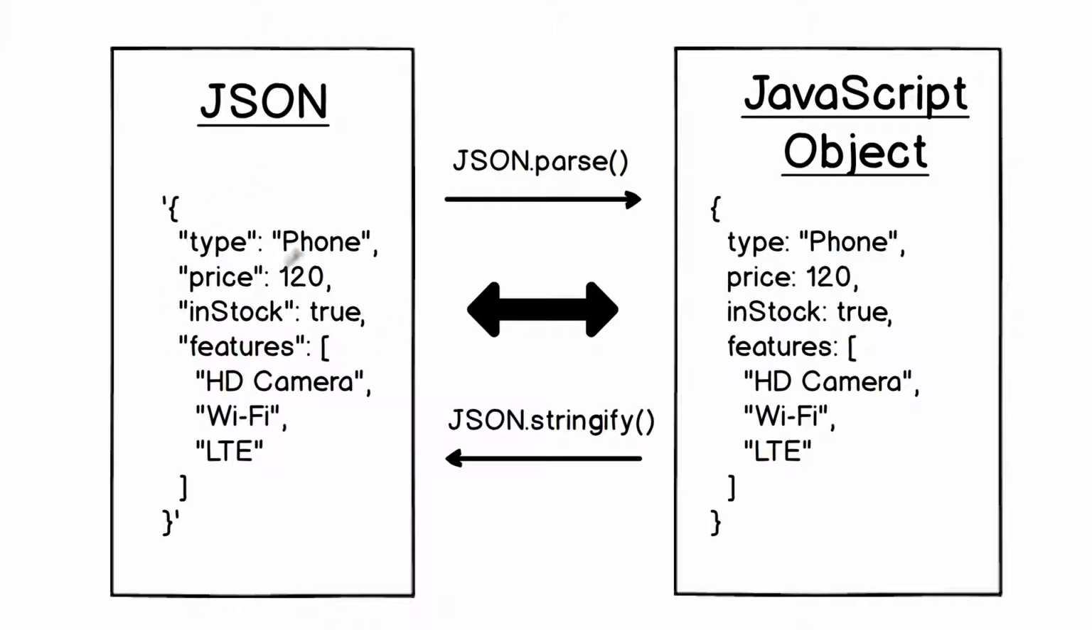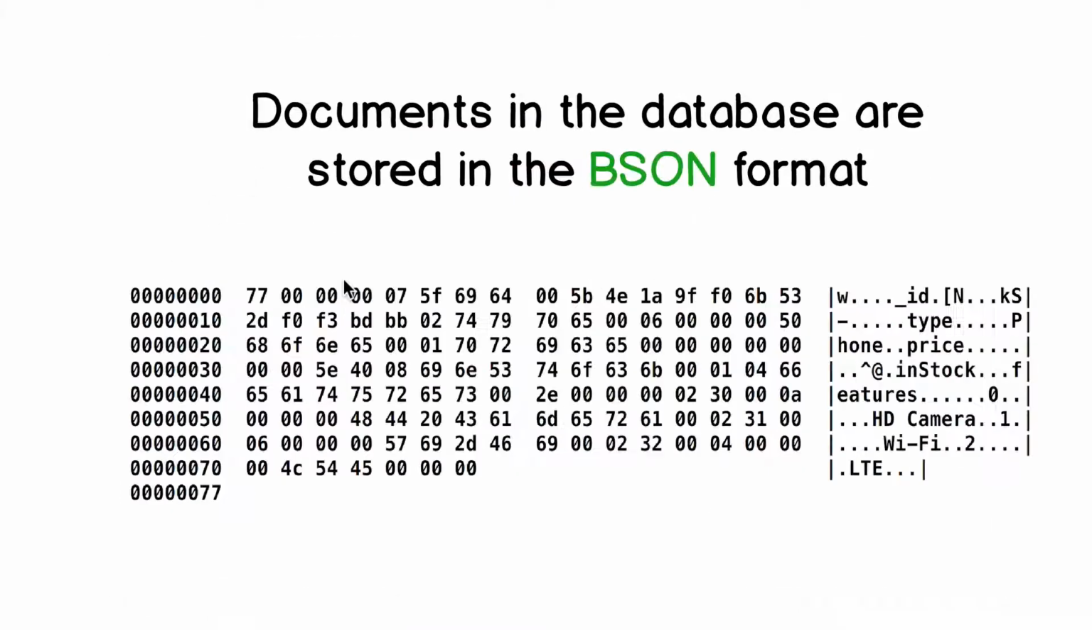This one. Type phone, price 120 and so on. And you see this data here. But you see dots as well. In fact, document is stored in binary format. And here you see representation of this data in ASCII codes. And each ASCII code is represented as pair of hexadecimal numbers.